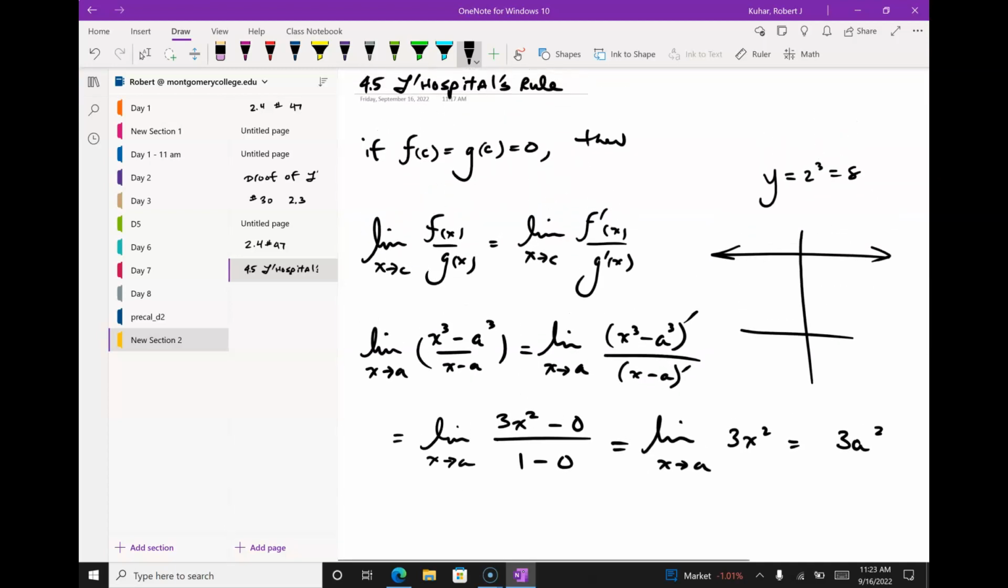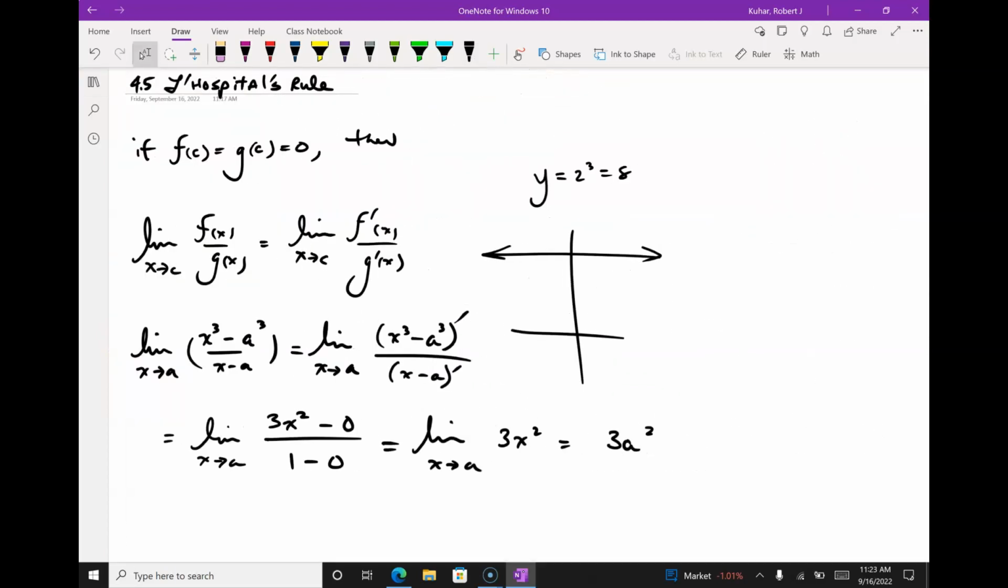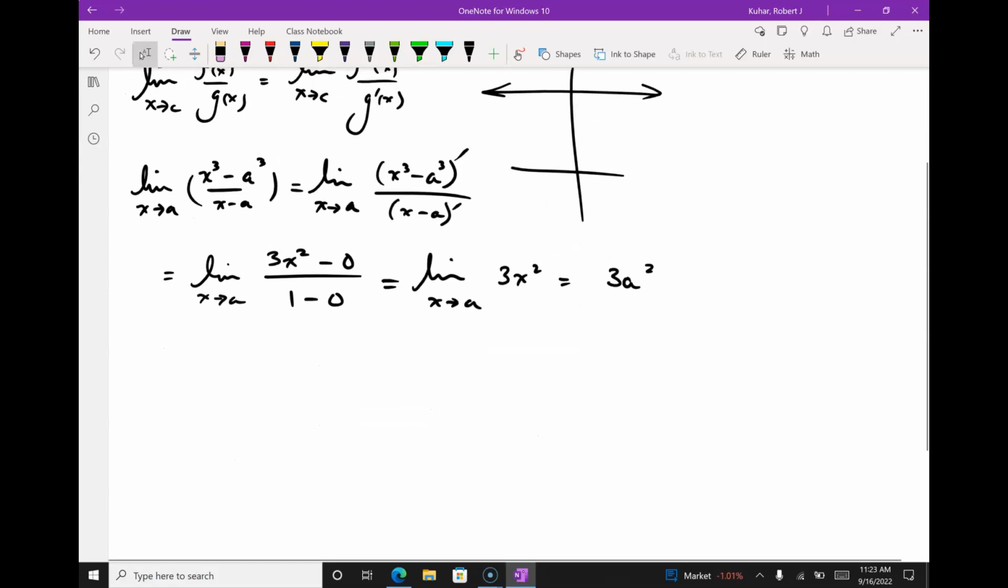Probably not the best one to start with, but we just did that problem, so I thought it would be interesting to look at it. It's confusing with the a in there, but if you're ever confused by a variable, you can just put a number in and think about it that way.